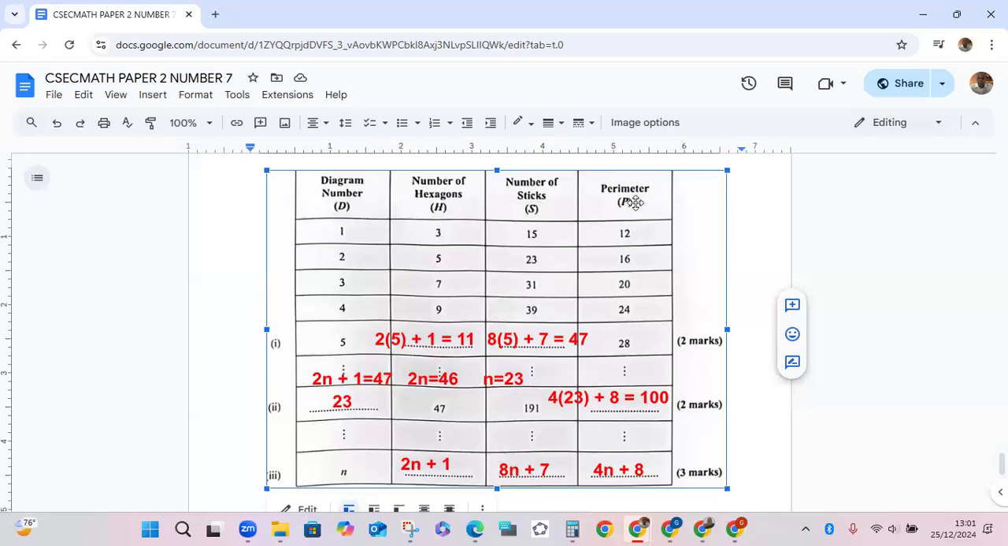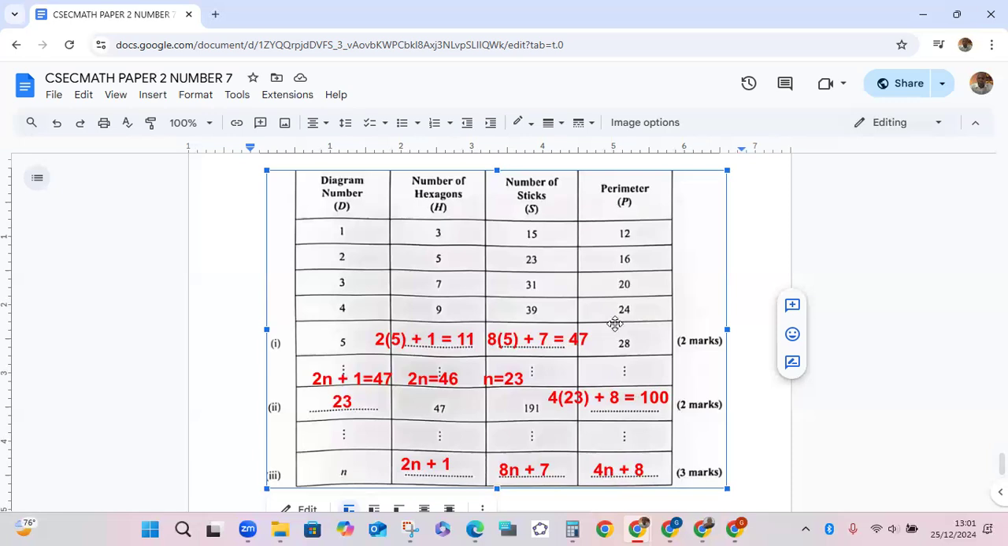Again, the perimeter, see if the difference is common. 16 minus 12 is 4. 20 minus 16 is 4. 24 minus 20 is 4. So 4 can serve as a gradient. To find the number to begin with, you subtract 12 by 4. 12 minus 4 is 8. So the expression is 4n plus 8.